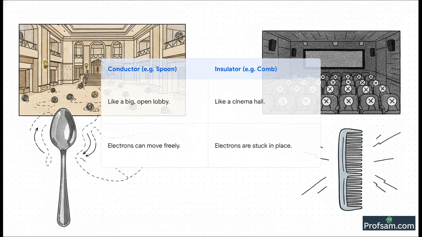So look at this. A conductor, like our metal spoon, is kind of like a big open hotel lobby. The people inside, who are our electrons, remember, they can walk around freely, go anywhere they want. There are no restrictions. But an insulator, like our plastic comb, that's a whole different story. It's like a cinema hall. Everyone has an assigned seat and they are stuck there. They can't just get up and roam around. The electrons are bound to their atoms. This right here is the main difference.